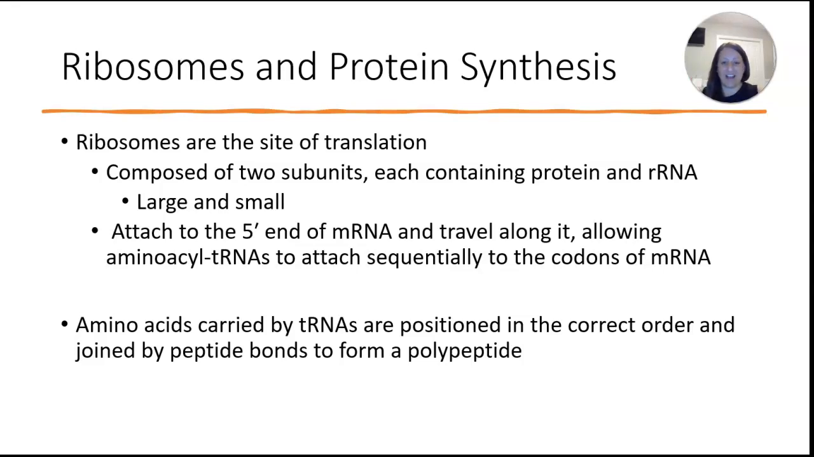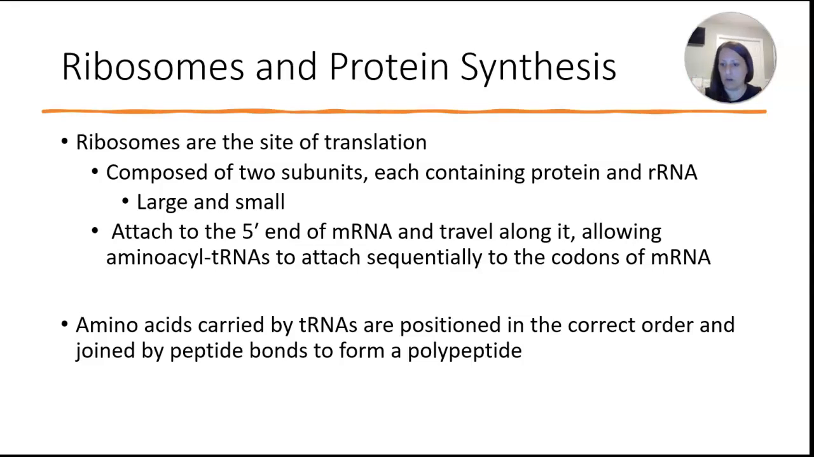So that's nice. What the ribosome is going to do is it's going to attach to the 5' end of the mRNA, and it's going to travel along the mRNA, reading the mRNA codon by codon, so 3 bases at a time. And it's going to allow the tRNA molecules with their attached amino acids to come in and start to put together those amino acids in the proper order according to the codons found in our mRNA. And so the ribosome, we say, is translating the message into proteins.